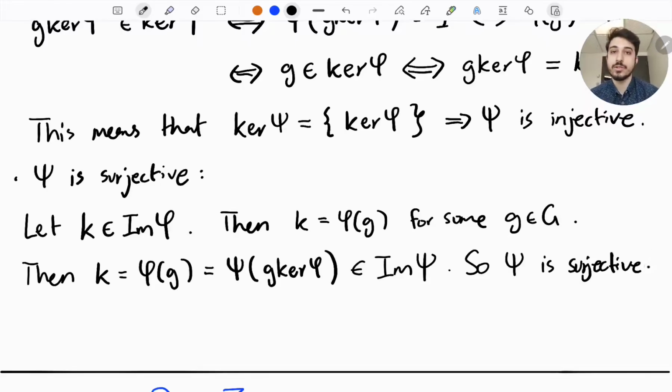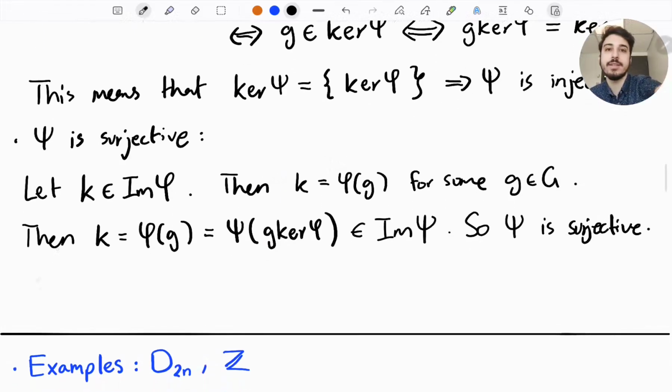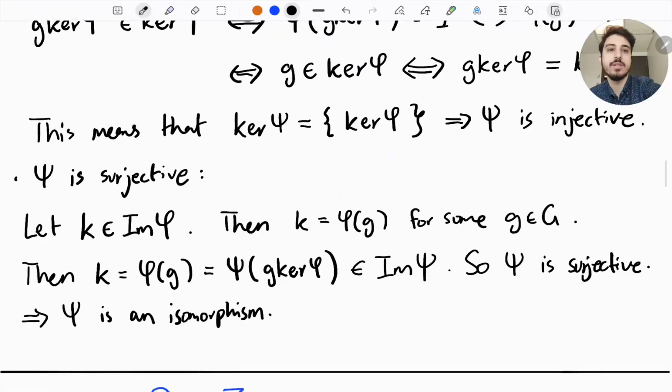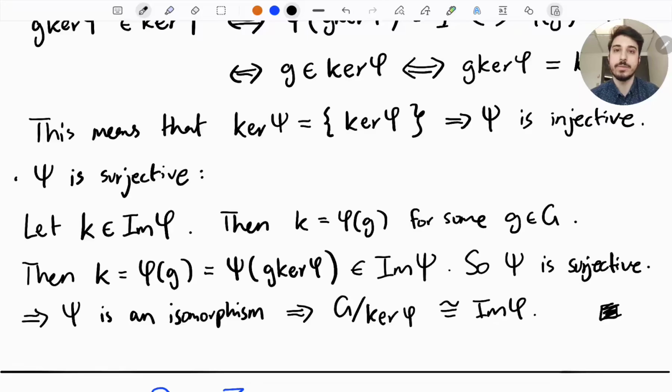So we just succeeded in constructing a well-defined map that is a homomorphism that is both injective and surjective. This means that psi is an isomorphism. An isomorphism between the two groups g ker phi and the image of phi. So this means that the two groups are isomorphic. Completing the proof of the first isomorphism theorem.